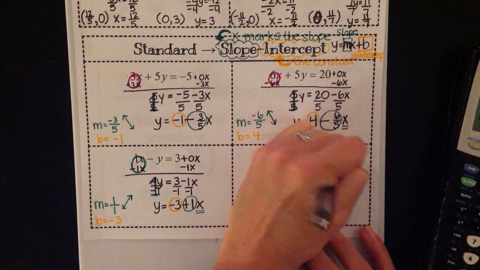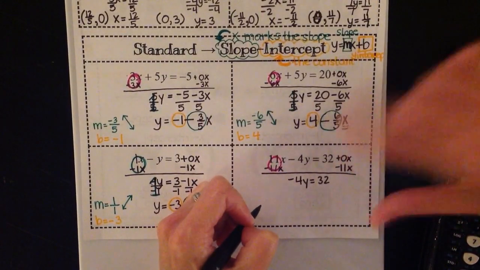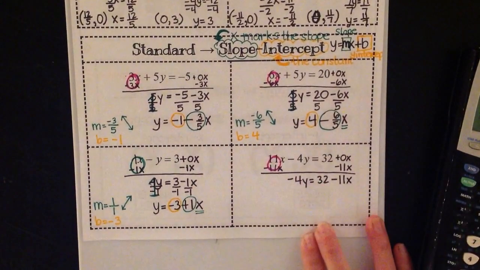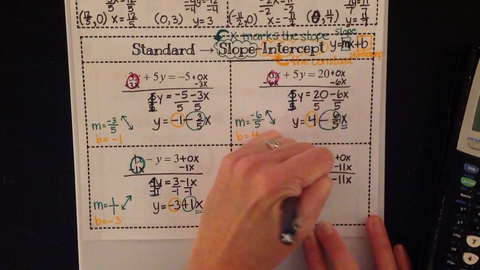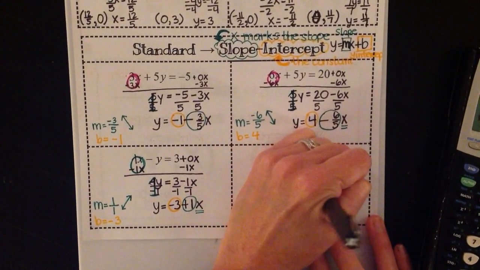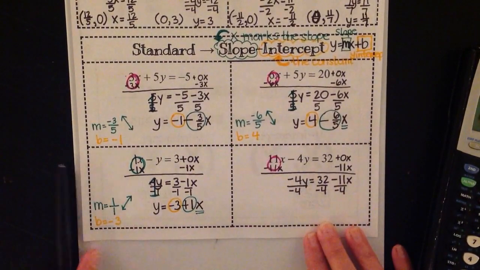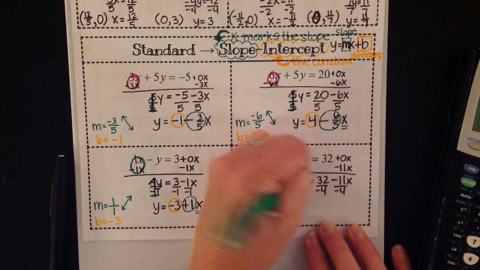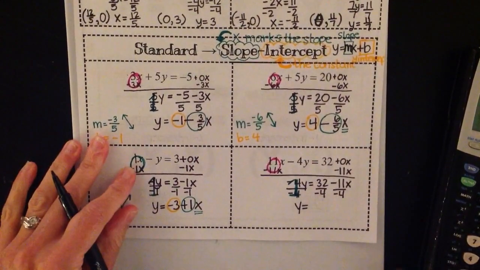equals 32. And then negative 11x, if I'm combining it with 0, it's not going to change. It's going to stay a negative 11x. So it really looks like 32 minus 11x. So now I need to divide by negative 4 everywhere. And I'm going to get 1y, y equals, so now I'm going to take care of my division.